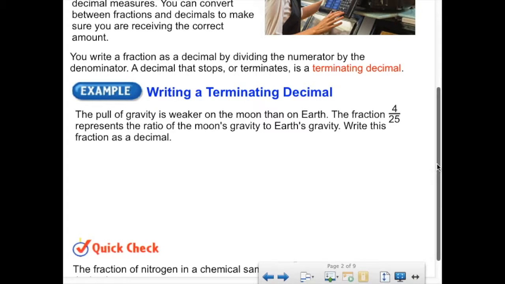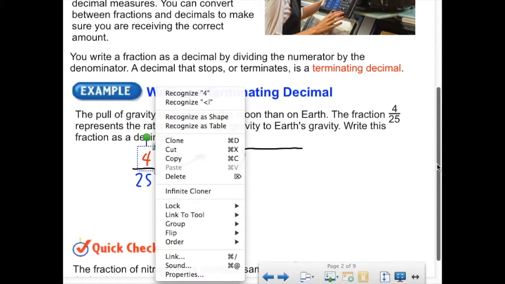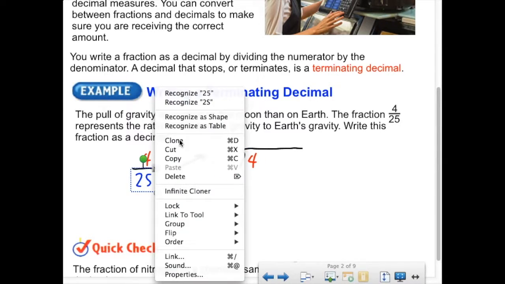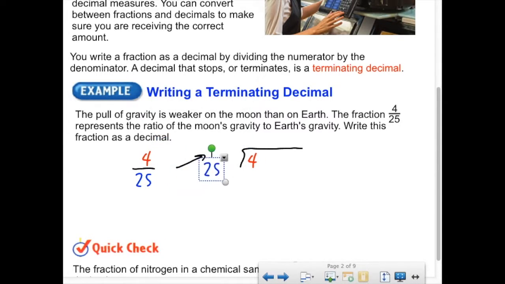So let's rewrite this fraction, and I'm going to try to color code it for 25ths. Okay, so here we have my fraction. I need to go ahead and write this into my long division. So we're in, on top, on the bottom, we are out. Okay, does everybody see how I set that up?